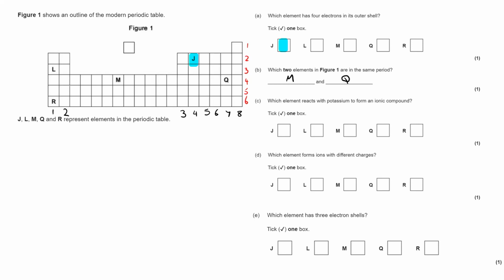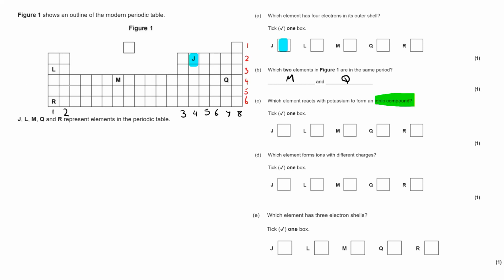Which element reacts with potassium to form an ionic compound? So for this, you have got to have a little bit of residual knowledge. You need to know that potassium is a metal. So you need to know that you're looking for a non-metal that will react with it. And there's actually only one option here that you can use.